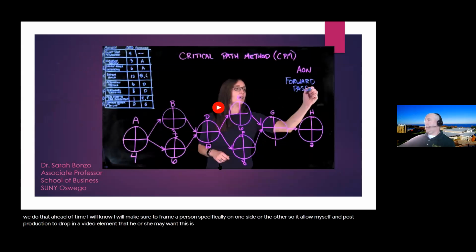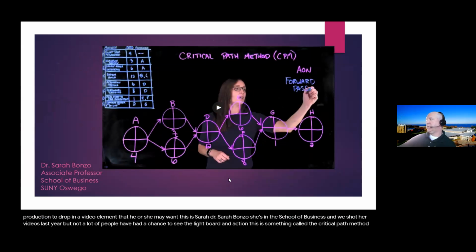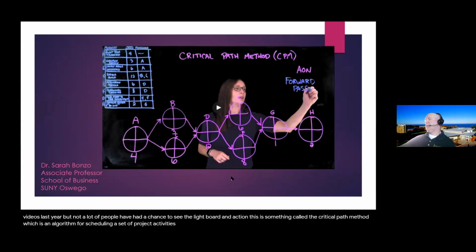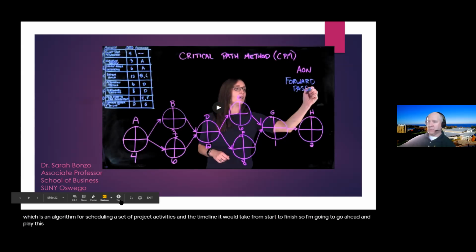So this is Sarah, Dr. Sarah Bonzo. She's in the School of Business, and we shot her videos last year, but not a lot of people have had a chance to see the Lightboard in action. This is something called the critical path method, which is an algorithm for scheduling a set of project activities and the timeline it would take from start to finish. So I'm going to go ahead and play this, and you'll kind of get an idea.